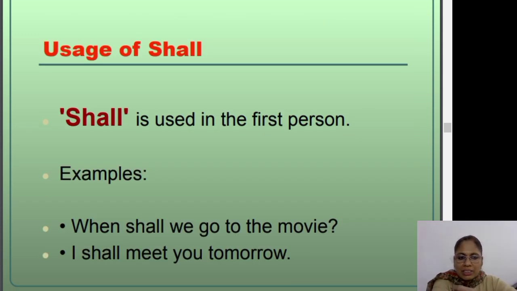Shall. Let's understand where shall is used. Shall is used with the first person. For example, when shall we go to the movie? We is the first person pronoun. I shall meet you tomorrow. I is the first person pronoun.